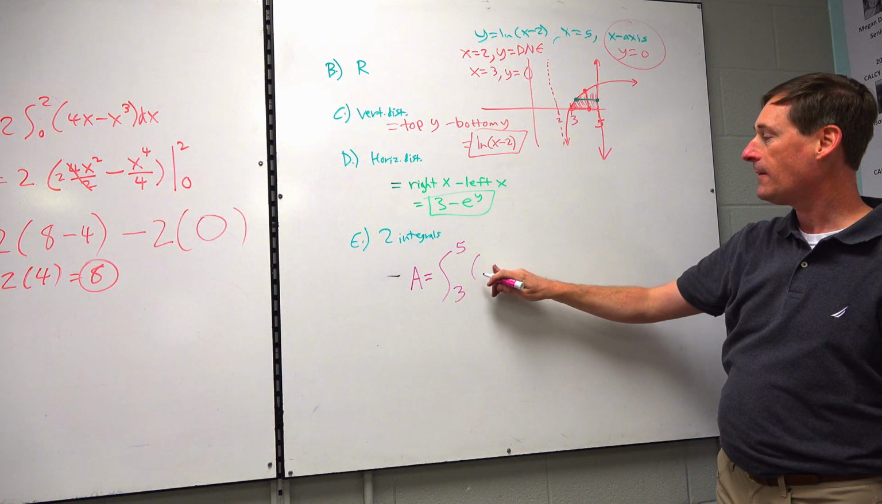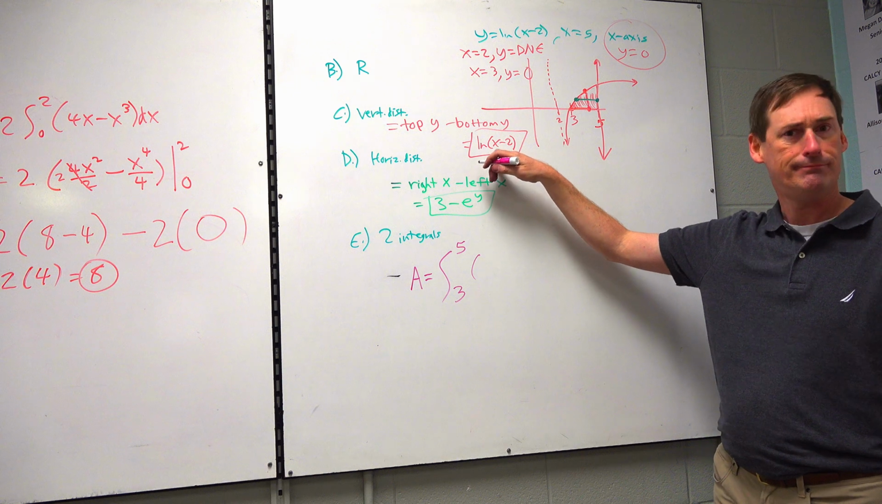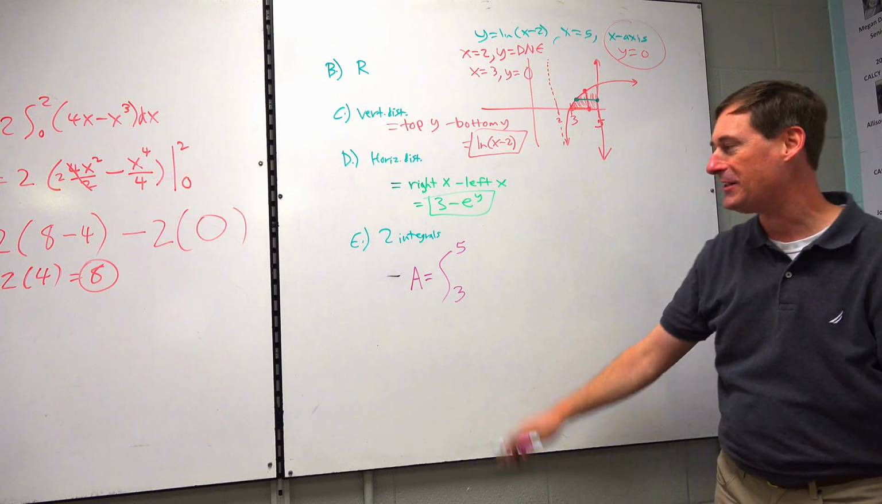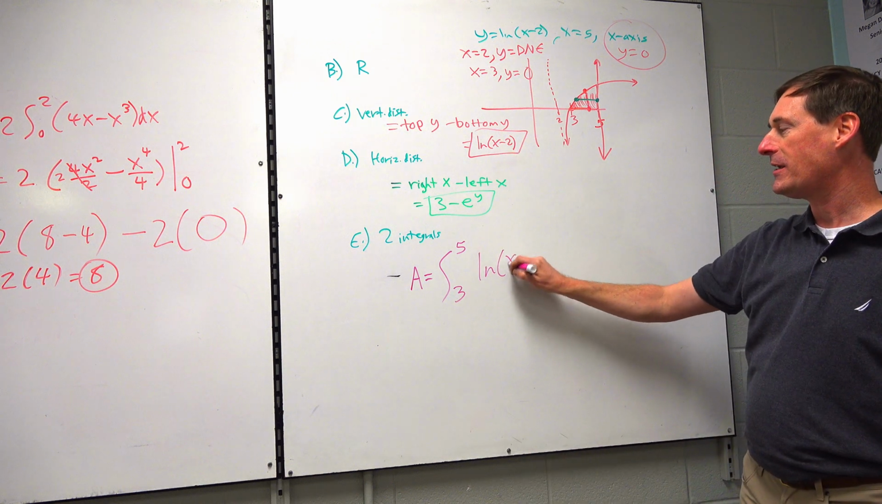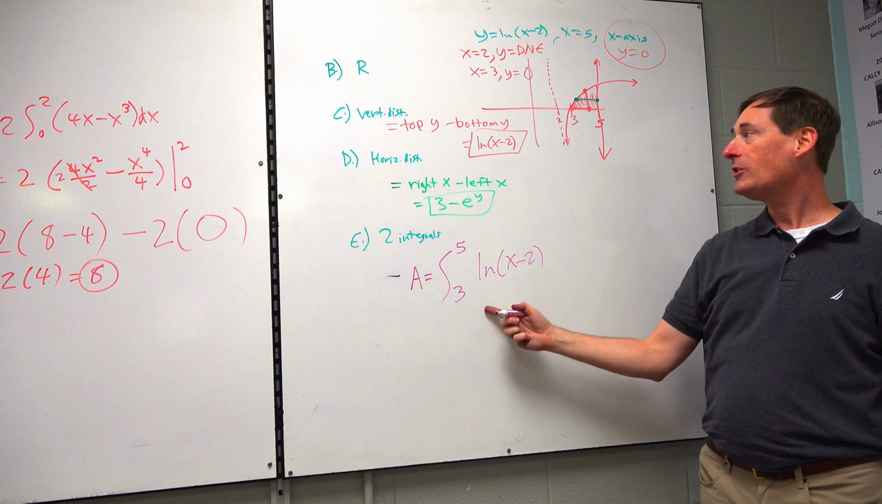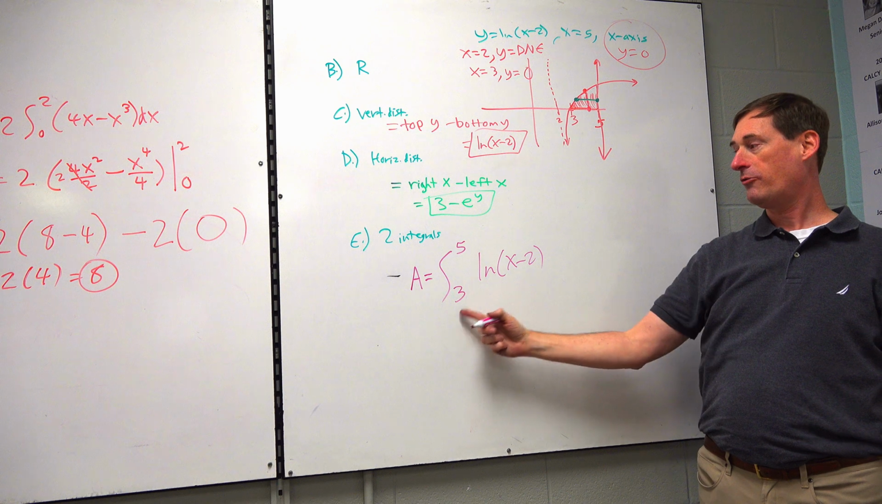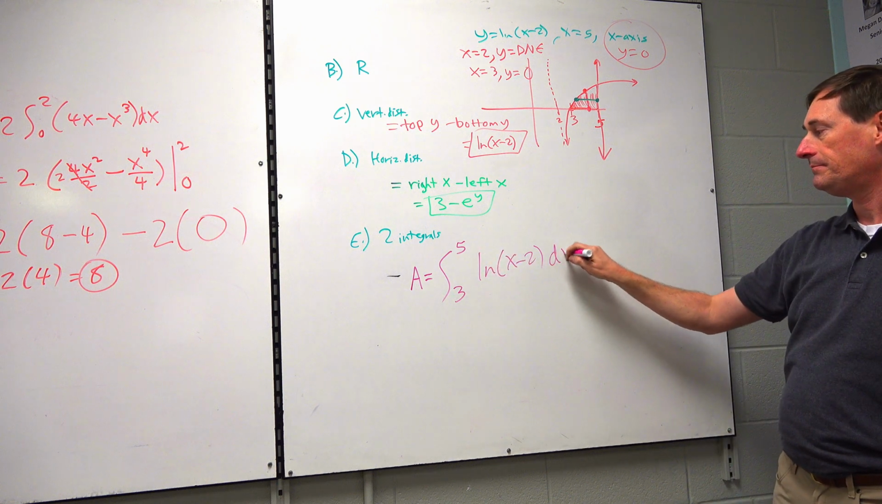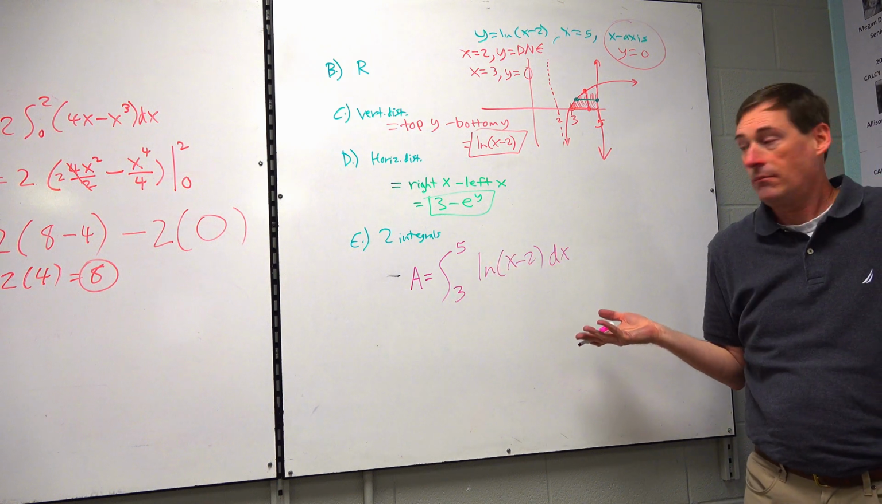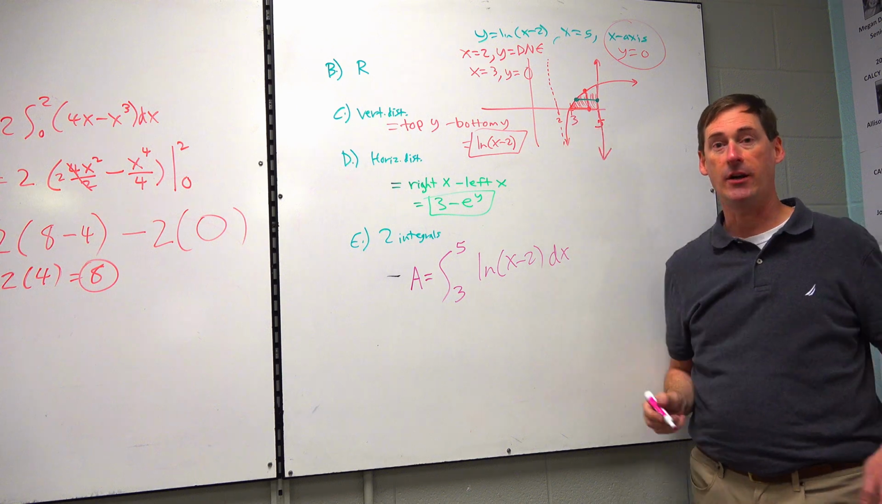So that would be what? Vertical distance. We already did it. Actually, we don't even need a parentheses. Natural log is basically its own parentheses. Integrate the vertical distance, top y minus bottom y, from 3 to 5, and put a dx on it. That's it, okay? That's going to give you the exact area under the curve.